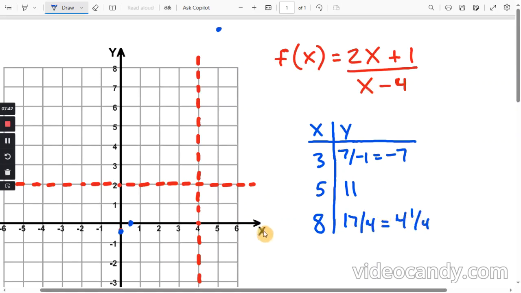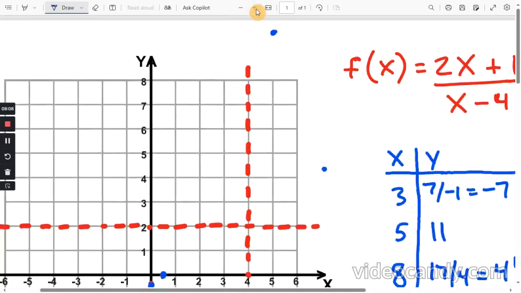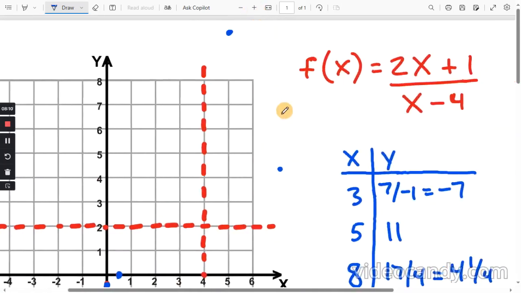All right, so if it were over here off the graph, this would be about x equals 8. And that would be about right here, 4 1/4. All right, so we can kind of see what the graph is doing here. Remember that the graph is going to approach the asymptotes. So for this one here, I'm thinking it's something like this.